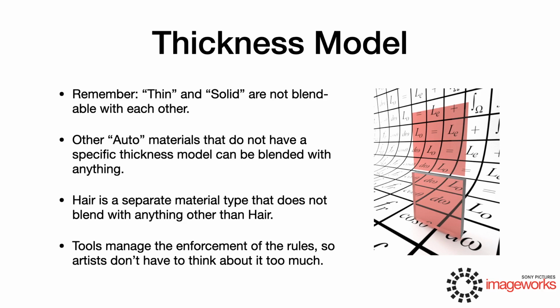We mentioned before that some of the materials are intended to be used with geometry that's modeled as a single surface and others with geometry that's been modeled with an interior volume. A combined material is still a single material, so it needs to have a single thickness model. Consequently, the tools enforce that thin materials cannot be blended with solid and vice versa, and the materials that don't have a thickness model, such as emission or plastic metal, are allowed to be combined with anything. The tools automatically derive the appropriate thickness model based on the input materials that are used in the graph.